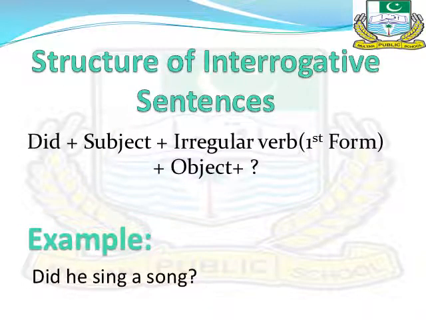Structure of interrogative sentences. First, we will take did, then subject, then irregular verb, which is in the first form, and then object, and in the last we will take question mark. For example, did he sing a song? Question mark.